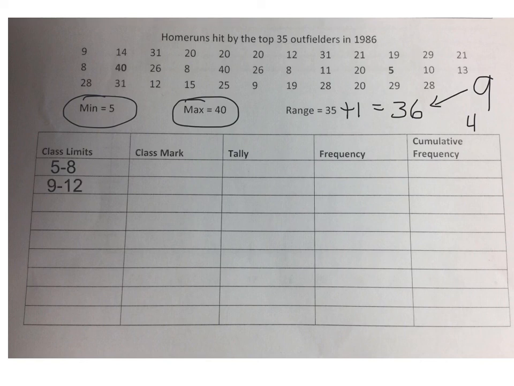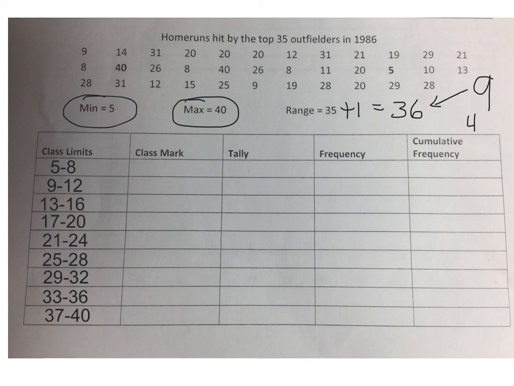And now I can see the sort of pattern that's going to come along here. Notice your class limits are going to go up by 4 each time because the next class is going to start at 13. And your last one is going to go up by 4. So go ahead and fill the rest of your classes in. Pause the video while you do this.